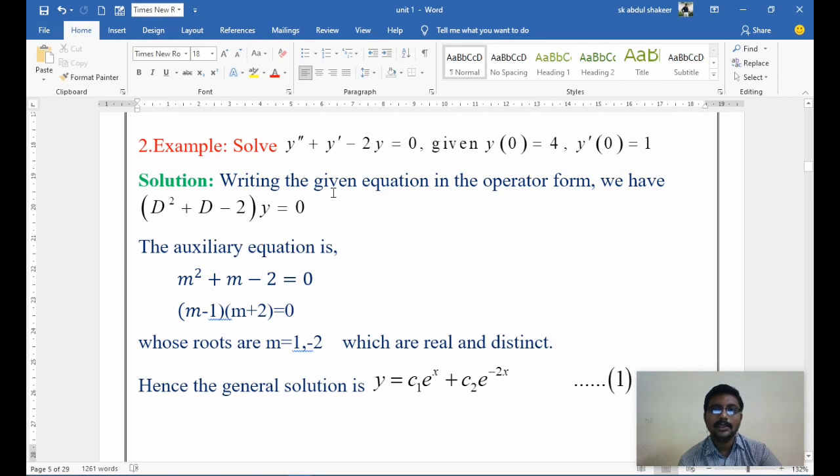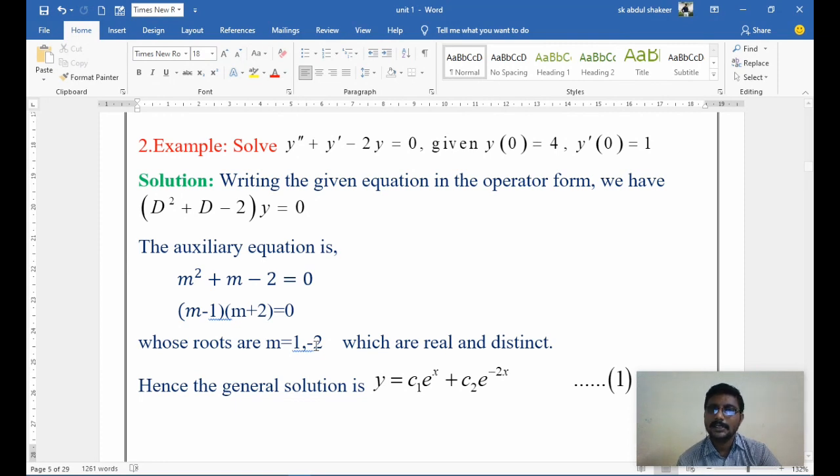Now we have to write the auxiliary equation, which is obtained just by replacing D equal to m. Thus we get the auxiliary equation m square plus m minus 2 equal to 0, which is a quadratic equation in m having two roots. We can compute the two roots by using m equal to minus b plus or minus root of b square minus 4ac by 2a. So we will have two roots, those are 1 and minus 2. Using these two roots, we have to write the complementary function.